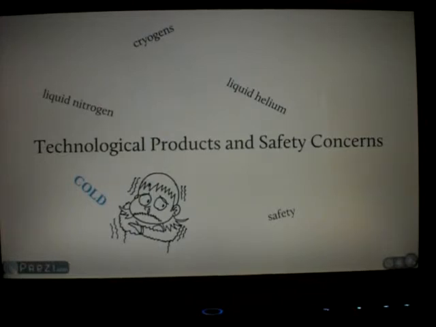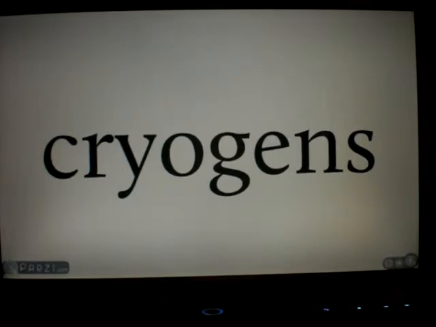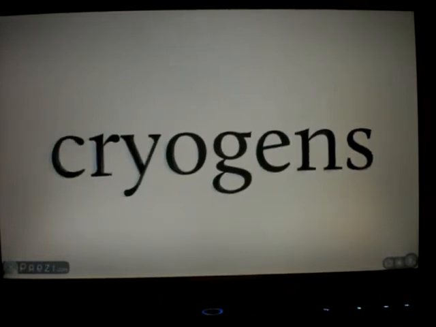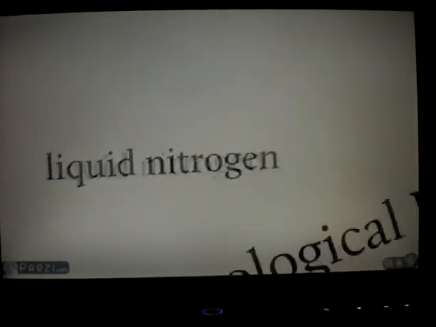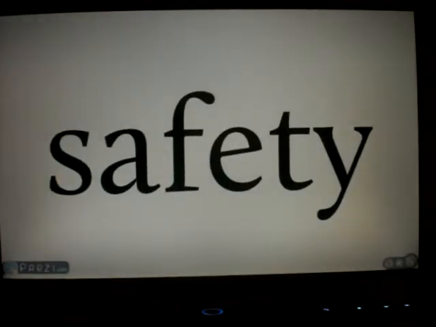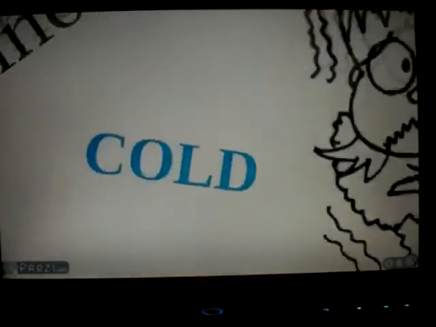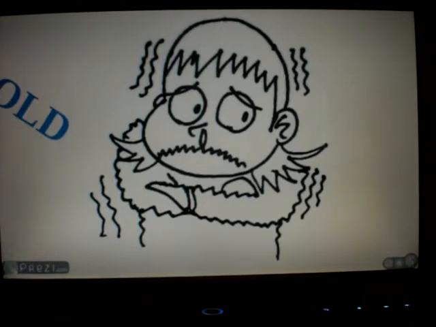Now, moving on to technological products and safety concerns. So obviously cryogens are a very technological product of cryogenics. They include products such as liquid helium, liquid nitrogen, and liquid helium. Also, for safety concerns, obviously cryogenics is very cold, and we want to stay away and be careful, be aware to not be injured by the cold.